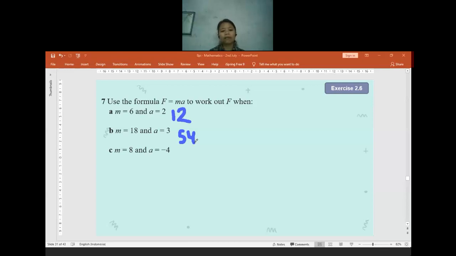How many is F when M is 8, A is negative 4? Negative 2. Okay, good job. Is there anyone who is confused, or maybe I go too fast? No confusion? Okay. If no confusion, let us continue to question 8.